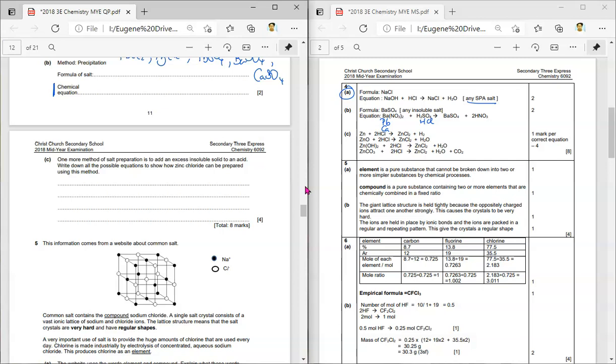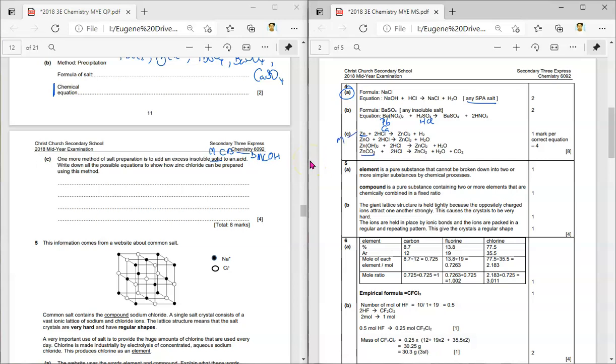Show how zinc chloride can be prepared. Now, acid with insoluble solid is actually acid plus insoluble M, C, B. B can be split into either oxide or hydroxide, so M, C, O, H. So if I look at this, the four equations are actually metal, carbonate: this is the M, this is the C, this is the O, this is the H.